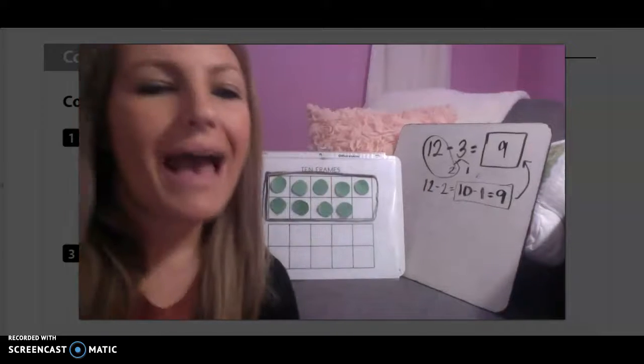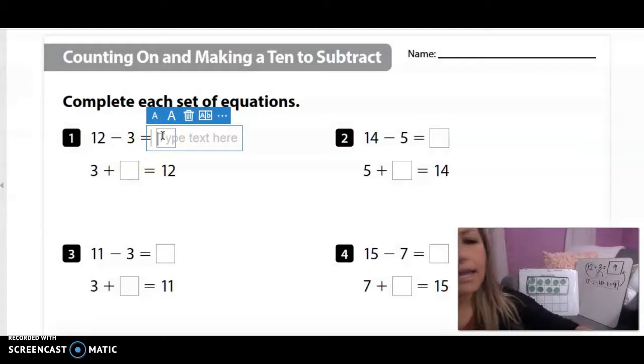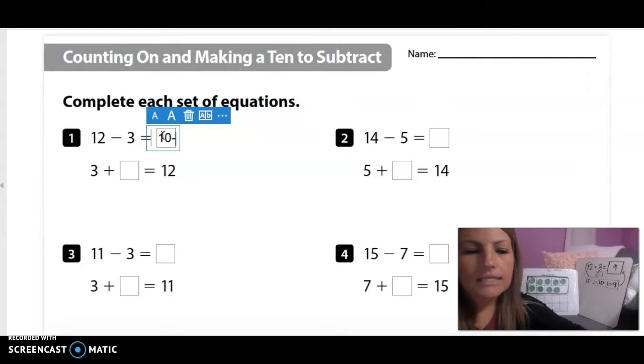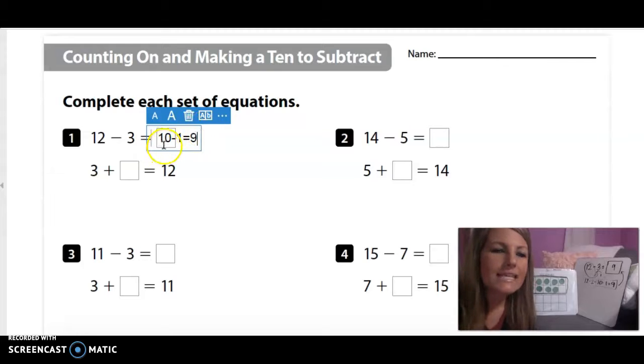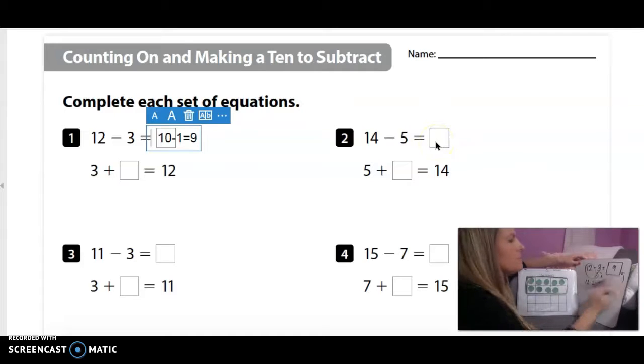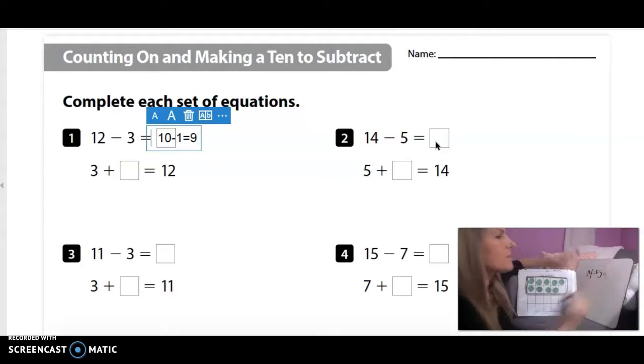So I'm going to go back onto my worksheet for number 1 up at the very top, and I'm going to write 10 minus 1 equals 9, just like 12 minus 3 equals 9. Same thing, it's just we used a 10 sentence to solve. Let's try one more together. Let me erase my board. Let's jump over to number 2. Number 2's number sentence says 14 minus 5 equals blank.